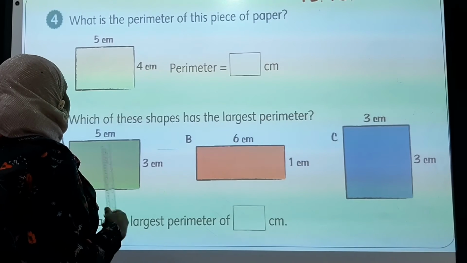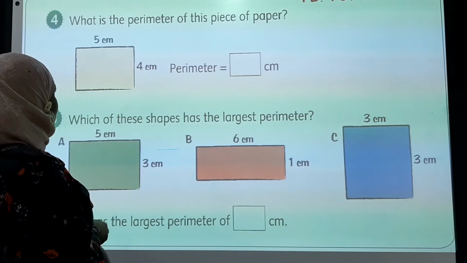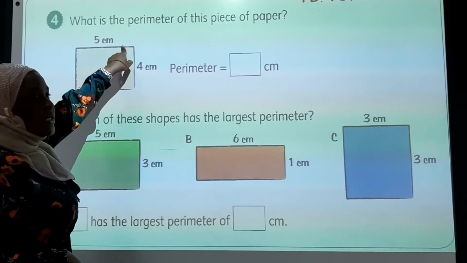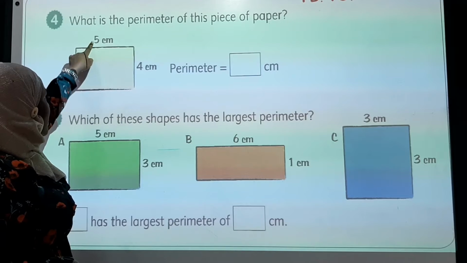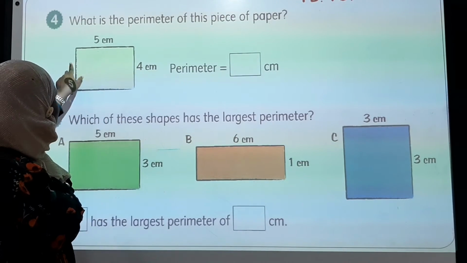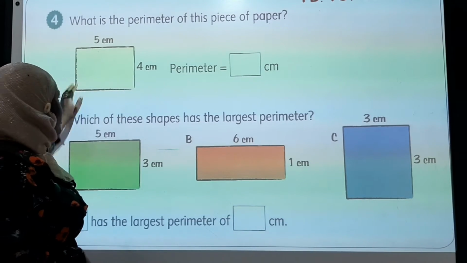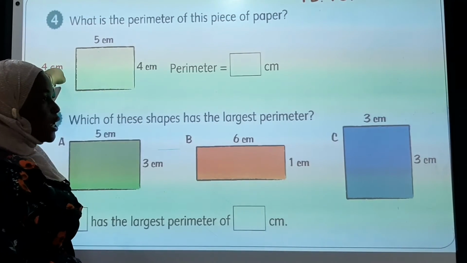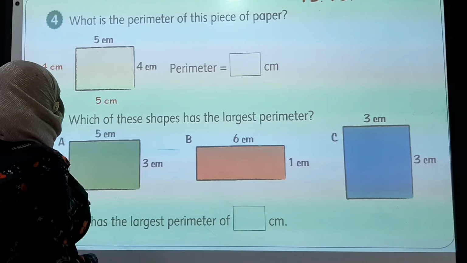Let's get to perimeter. What is the perimeter of this piece of paper? Now let's take a look at this. Like I told you earlier, if the length of this is 5 centimeters and they both have the same length, then this is also going to be 5 centimeters. If this length here is the same as this and this is 4 centimeters, then this is going to be 4 centimeters also. So let's take a look at what I did. Because this is 4 centimeters, this is also 4 centimeters. And this is 5 centimeters, this is also 5 centimeters.